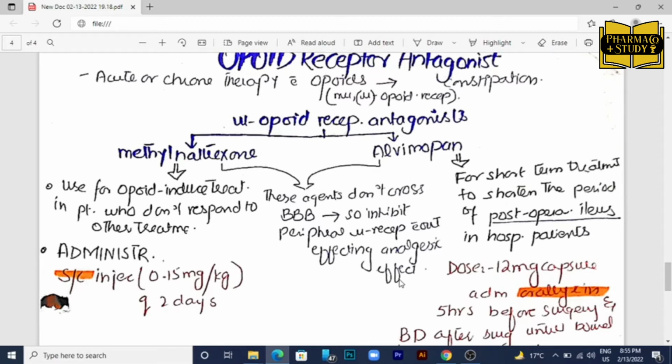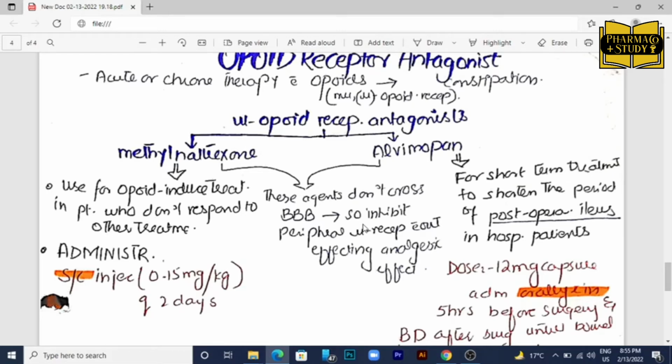So the pain, it's how they act centrally to relieve the pain, but they also cause constipation as a side effect. So these drugs, methylnaltrexone and alvimopam, do not cross the blood-brain barrier. They do not affect the analgesic effect of the opioids. However, they reduce the side effect. They overcame the side effect of the opioid receptors.